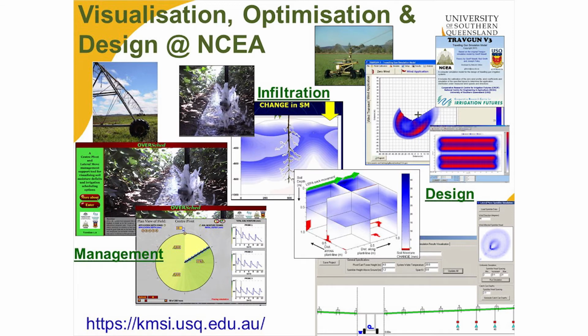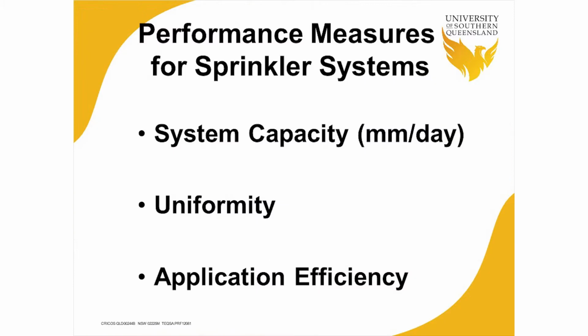So at the NCEA we've had a long history of developing visualisation tools and optimisation tools that also assist with the design of sprinkler irrigation systems, and we've got everything there from centre pivot activity through to travelling gun machines, with recent PhD activity around end gun performance, and also right through from the sprinkler performance in wind through to the hydraulic performance of some of these larger systems and machines.